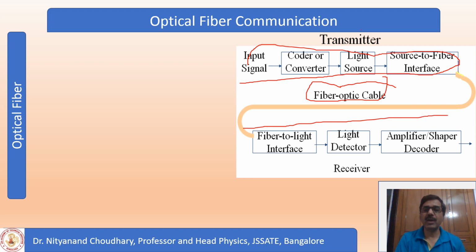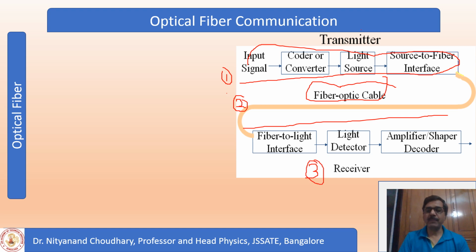The first part we are calling the transmitter. The second part we are calling the optical fiber, that is the communication channel. And the third part we are calling the receiver. So we have three parts in this block diagram. Now all these three parts, one by one, we are going to understand, and how they help us in sending the signal from one point to another. So let us begin with this one by one.